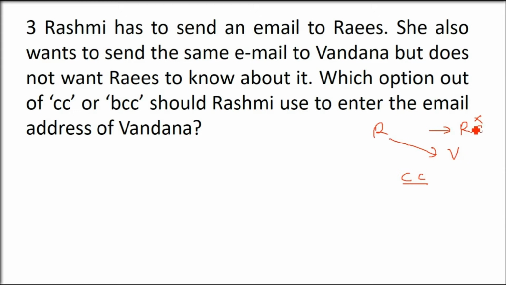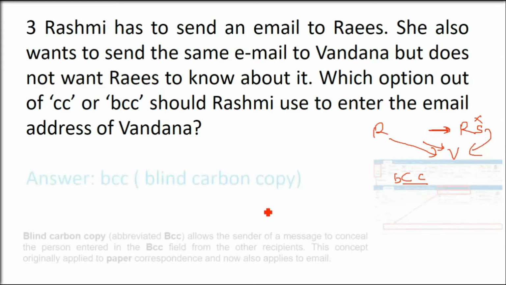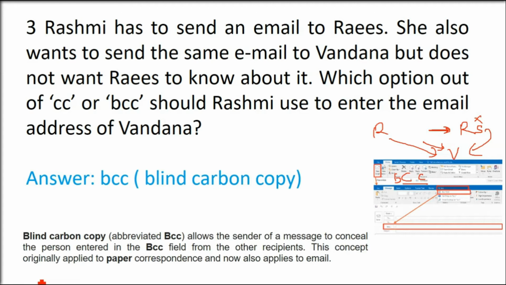If she wants to send it to both of them, and both of them know, then she is going to use CC, carbon copy. When both of the recipients have access to see to whom else this email has been sent, that is CC. But when it is not possible for the recipient to see who else has received the mail, this is the BCC, blind carbon copy. So here, blind carbon copy is the answer.